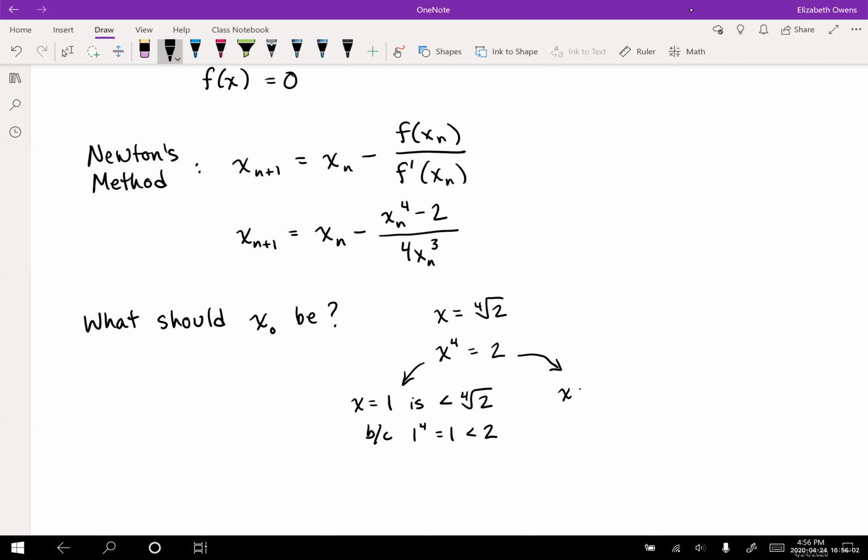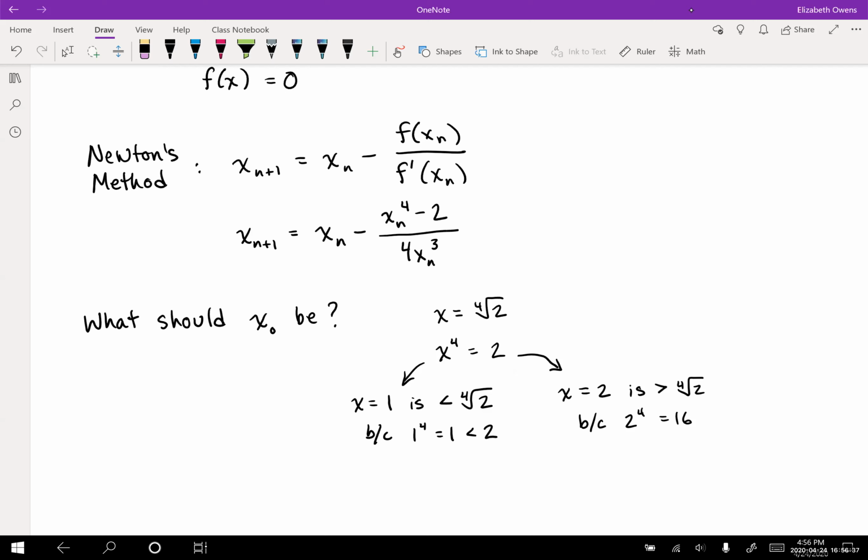If we went to x equals 2, that is actually going to be on the larger side. This is greater than our value. So x equals 2 is greater than the fourth root of 2. Okay. Because if we took 2 to the fourth power, that would be 16. And so that way overshoots a value to the fourth being 2. Okay, that's way larger.